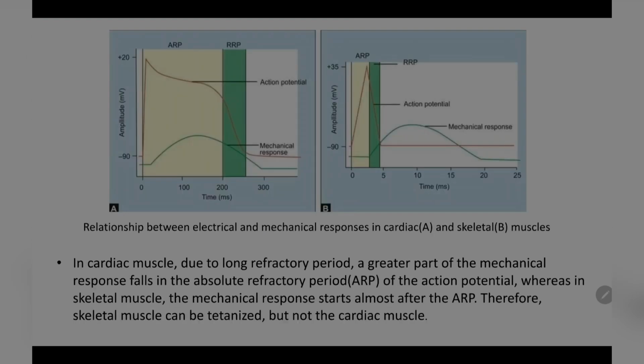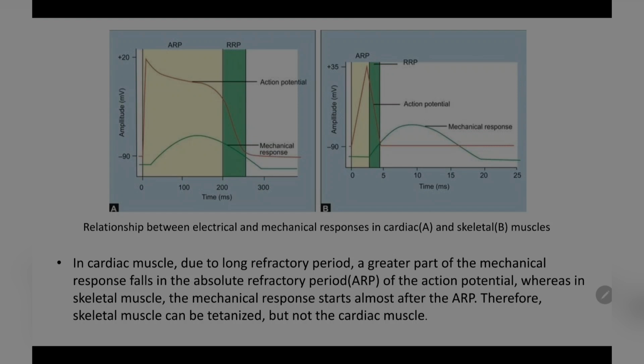Here we have a relationship between electrical and mechanical responses in cardiac muscle and skeletal muscle. In cardiac muscle, due to the long refractory period, a greater part of the mechanical response falls in the absolute refractory period of the action potential.